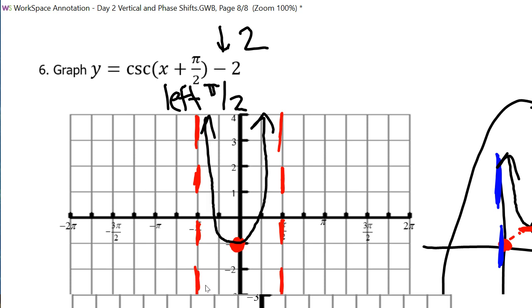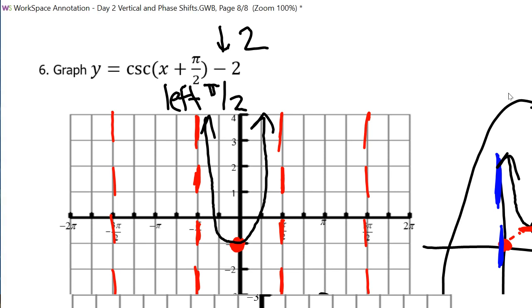Now I need to complete the cycle. And where would the next vertical asymptote be? 3 pi over 2. Where would the other one be? Negative 3 pi over 2. Now for the parabola that's concave down, what is the y value normally right here? Negative 1. So normally this would be right here at negative 1. But what does the minus 2 make it do? Down 2 units. So if I start at negative 1, when I move it down 2 units, it's going to be at negative 3.